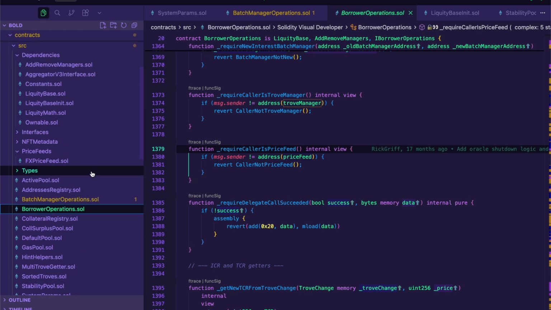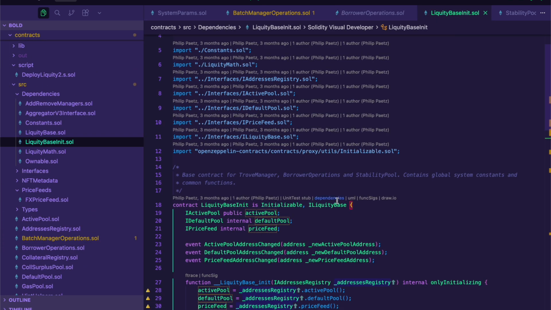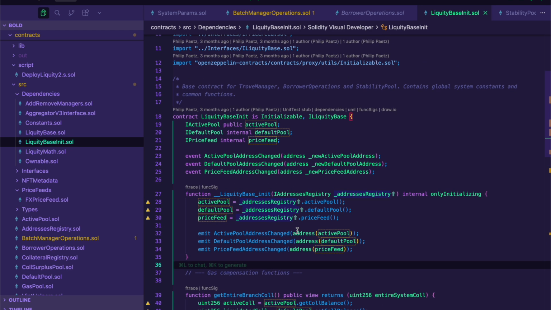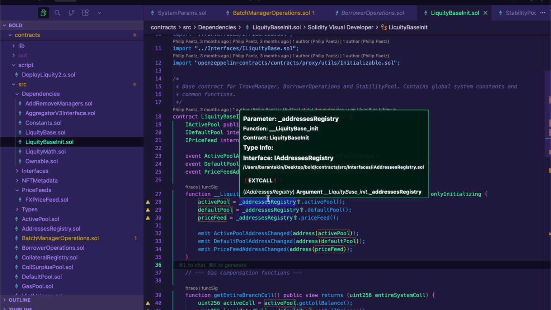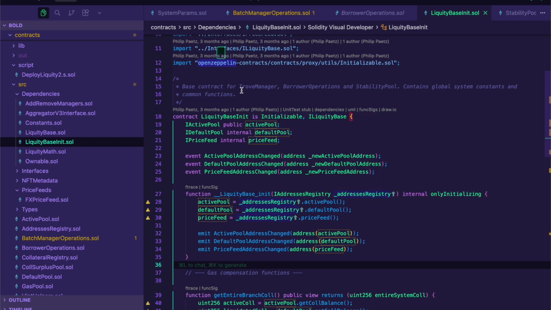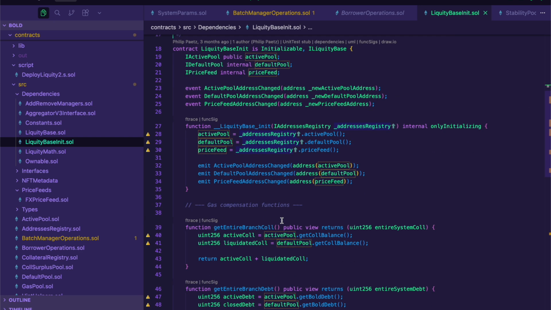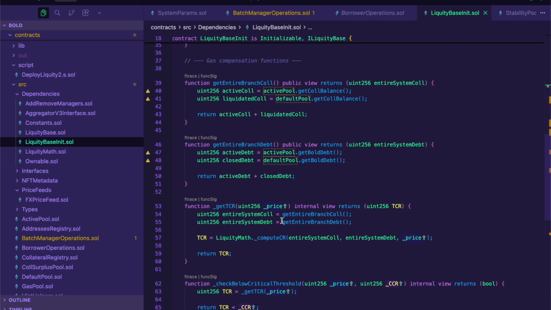The next thing I want to talk about is the Liquity base init contract. This is basically the Liquity base contract, but we made it initializable because we also have upgradable contracts in our system. Our stability pool contract is upgradable, and since it is upgradable, we needed an upgradable version of the Liquity base contract. This is why we created this new contract, but this one also should be the same logic-wise as the original Liquity base contract.